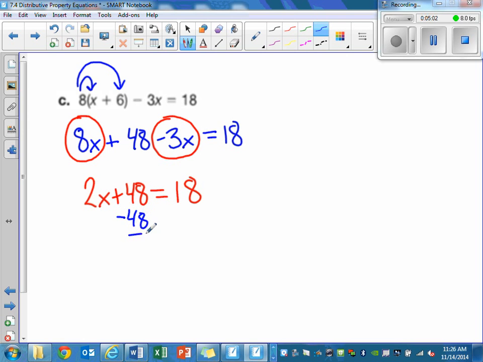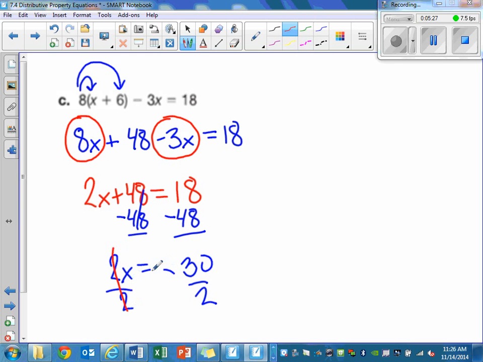Alright, so now I'm going to solve for x by subtracting 48 on both sides. 2x equals, well, 18 minus 48 is negative 30. Okay, and then 2x, you have to divide by 2 on both sides. These cancel, and negative 30 divided by 2, x equals negative 15. Used all red and blue, rock chalk.